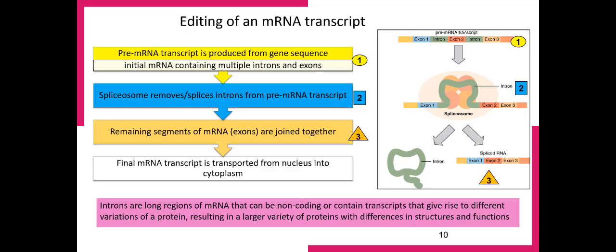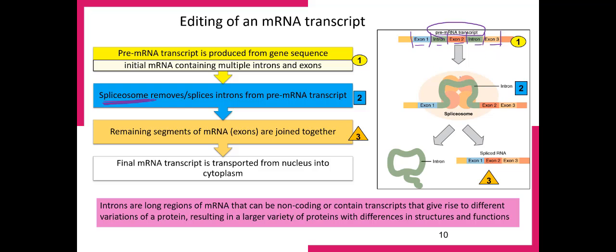After that, the messenger RNA transcript is edited. You have the original pre-mRNA transcript, and you can see here it's divided into exons and introns. So you've got exon 1, intron, exon 2, intron, exon 3. And something called the spliceosome basically cuts it at each of these different sections.